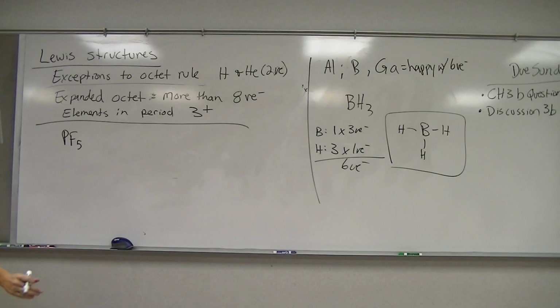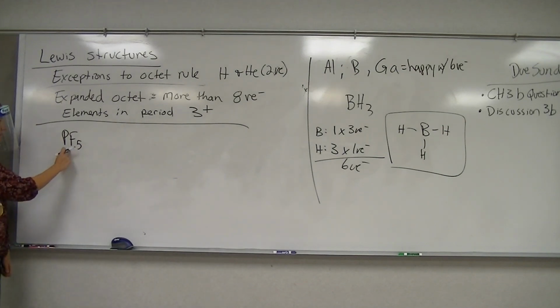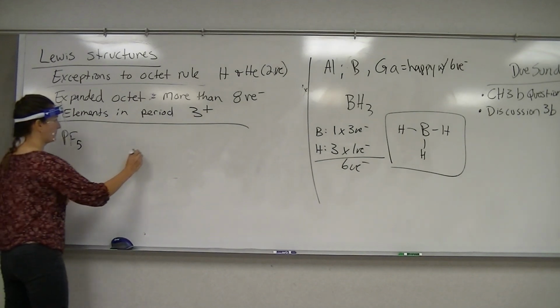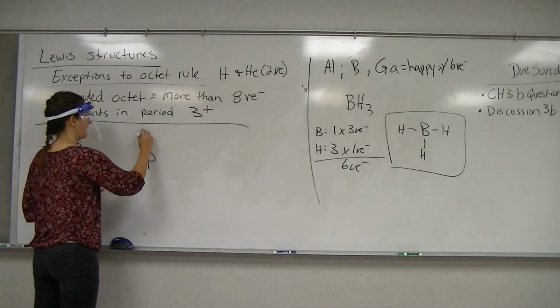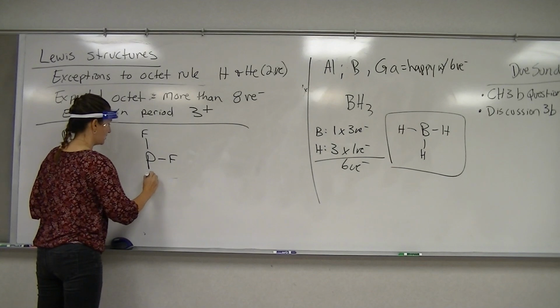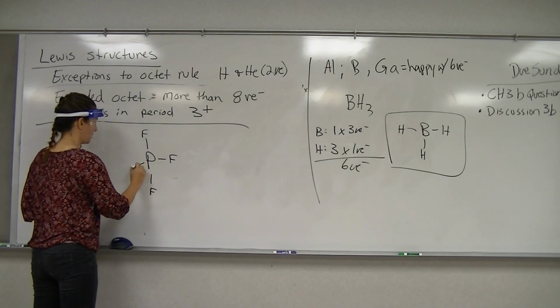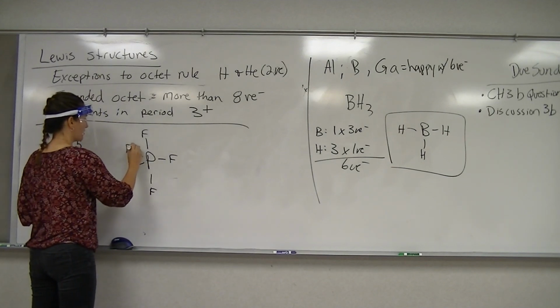So phosphorus pentafluoride. Our central atom is P, phosphorus. Now these 5 fluorines are all going to go around phosphorus. But you'll notice, right when we do that, you're probably thinking, where does that extra one go?